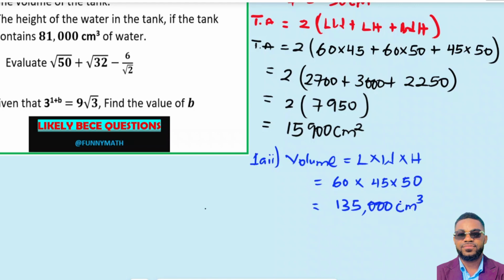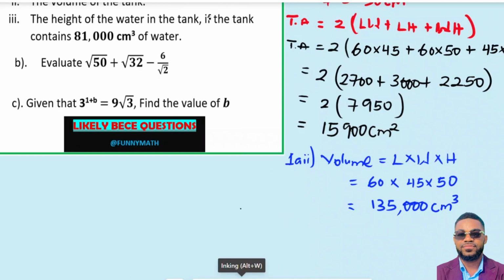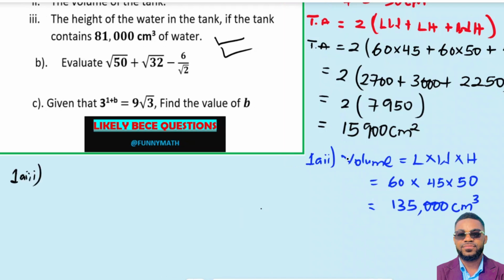135,000 centimeters cube. Let's get the next question solved. Now this is the next question. We have to find the height of the water in a tank if the tank contains 81,000 centimeters cube of water. We know that the total amount of water that this container can take is 135,000 centimeters cube. But we have been able to fill this container with 81,000 centimeters cube. That means it is not full, or it is not to the brim. So that's the amount of water in the container.